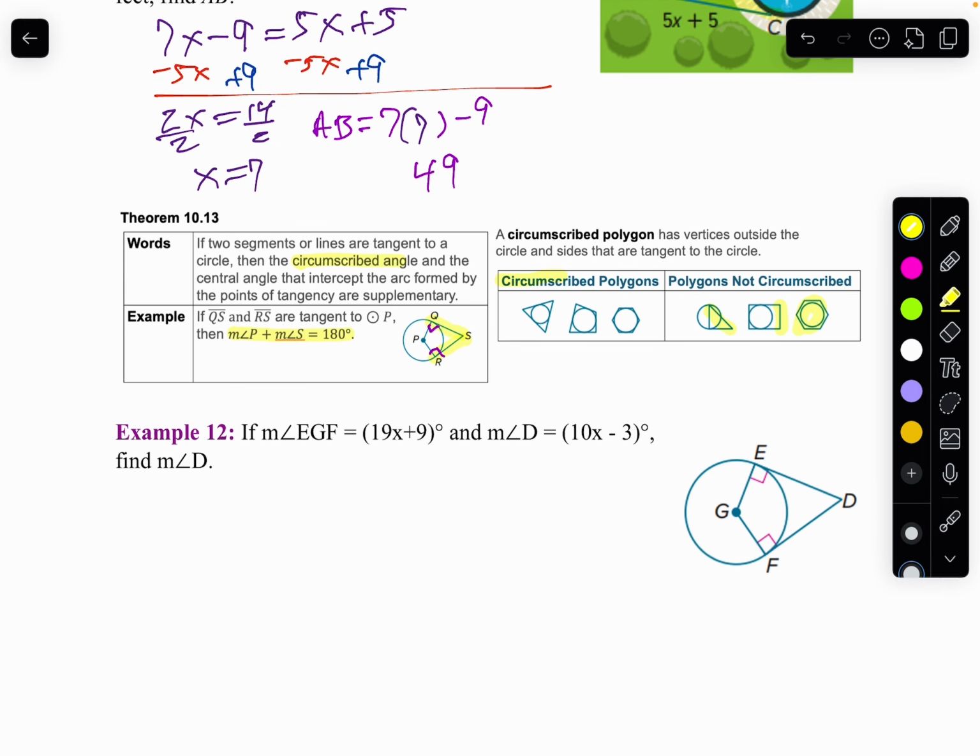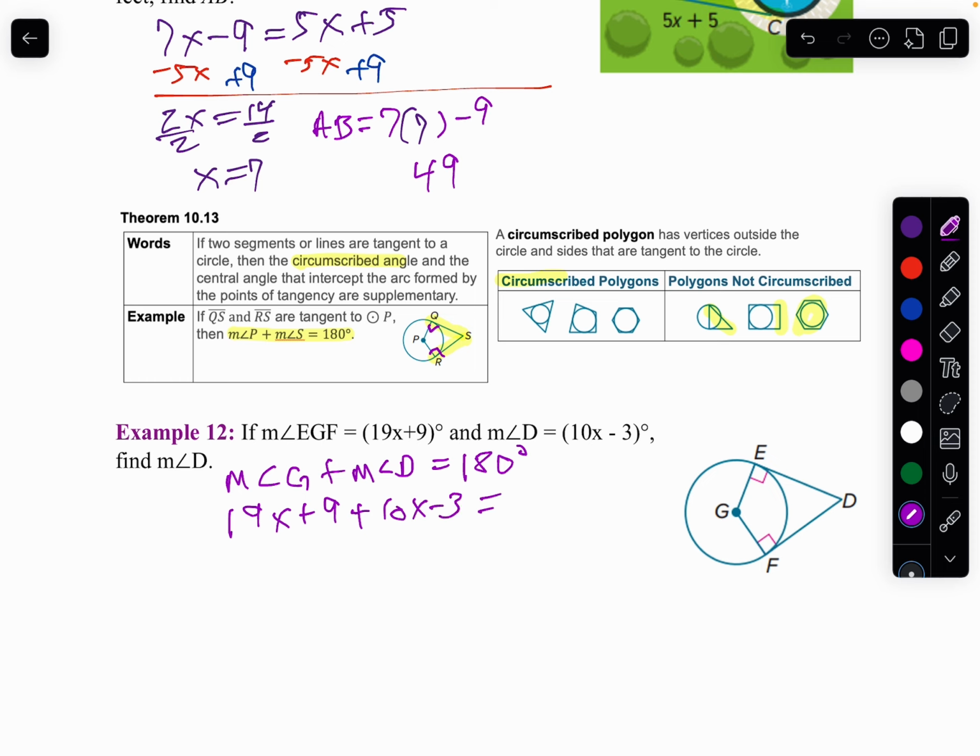So if we apply that on our next problem, I know the measure of angle G plus the measure of angle D must add to 180 degrees, or 19x plus 9 plus 10x minus 3 must equal 180 degrees. And now we're just going to simplify that and notice 19x plus 10x, that's 29x plus 6 equals 180. Minus 6 from both sides, 29x equals 174.